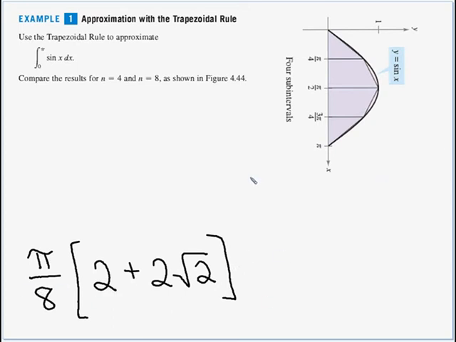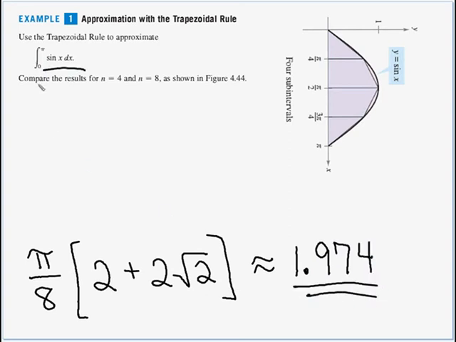Usually if you had to do something like this in a free response question, they would ask you to round the answer off to like 2, 3, maybe 4 decimal places. So this is something you'd want to punch into your calculator, possibly, and get the decimal approximation. And that's about 1.974. Again, this is something you could do with the fundamental theorem of calculus, but on the test they might specifically ask for the trapezoid rule approximation. You could always check your answer by definite integration.